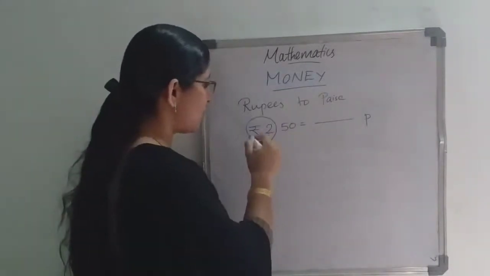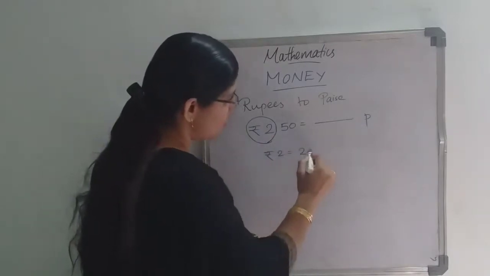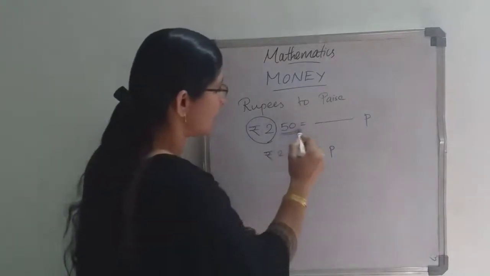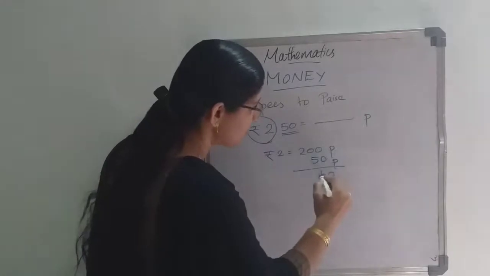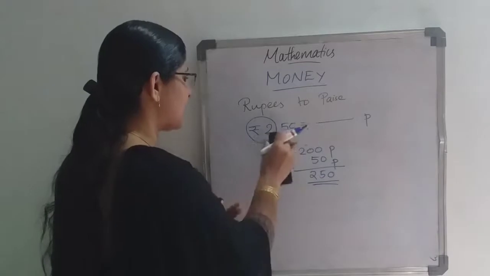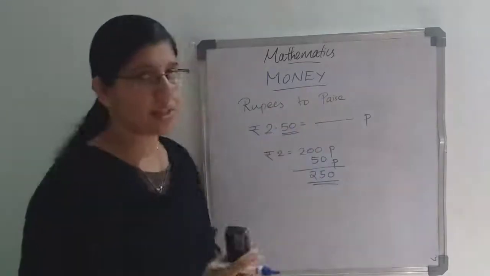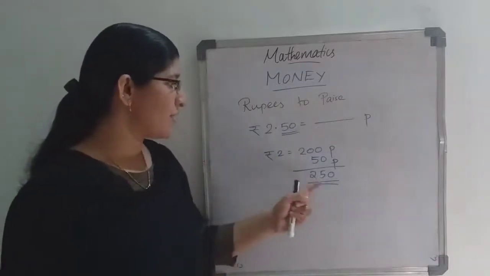First we need to convert 2 rupees into paise. 2 rupees is equal to 200 paise. Now it becomes paisa. Then you need to add this 50 paise also with this one. So now it becomes 250 paise. But there is an easy method. No need to do this method. This is the normal method. 2 rupees 50 paise, 250 paise is the answer.